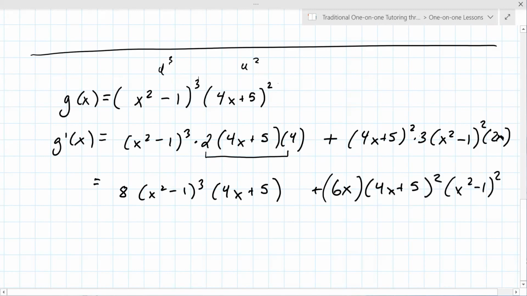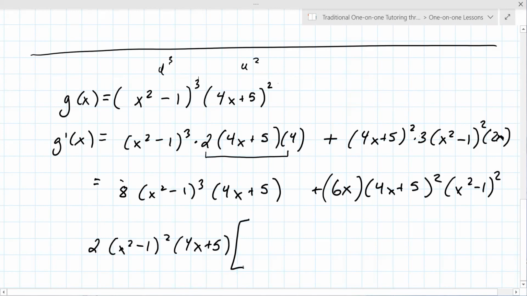What they might do at this point is they might say, well, what do you have that's common to both terms? So in both you have, between 8 and 6, you can factor out a 2. Between x squared minus 1 cubed and x squared minus 1 squared, you have an x squared minus 1 squared. Yeah. And then you get 4x plus 5.